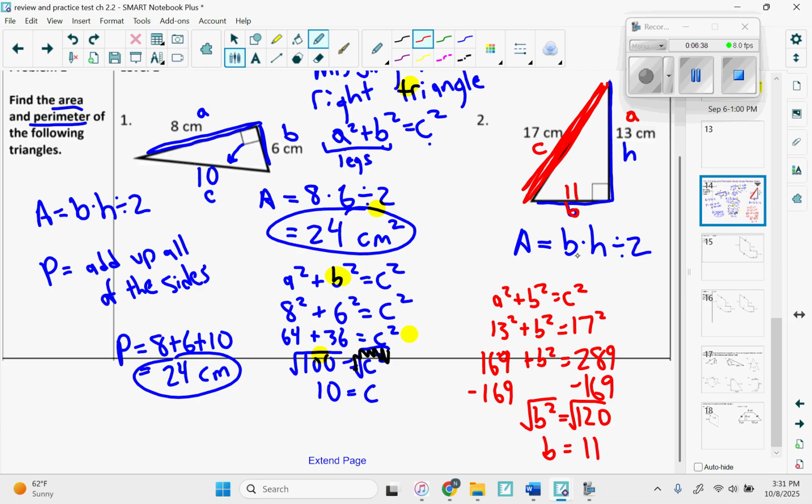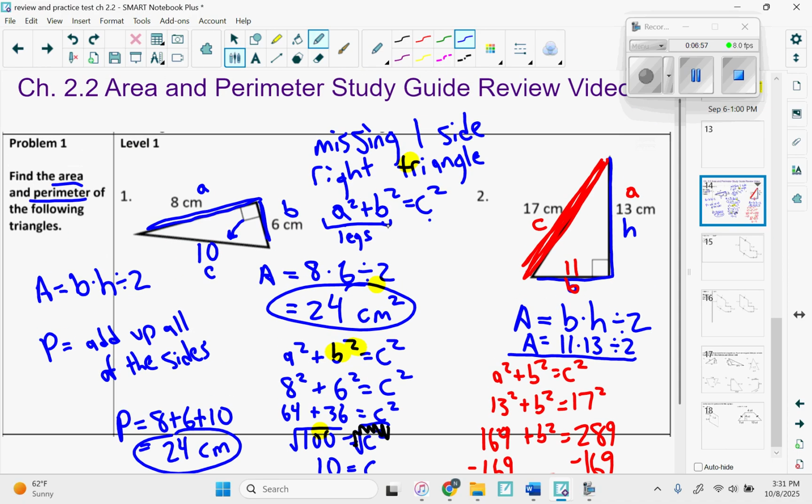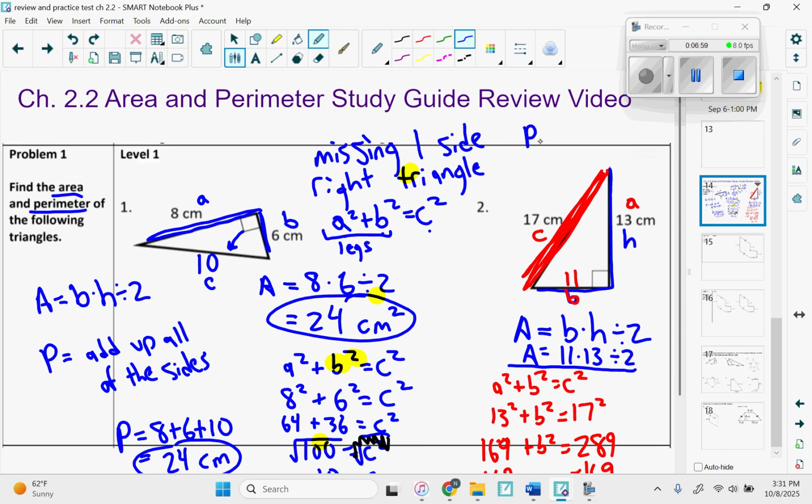And so when we look at our area formula, area equals base is 11, 13 is the height, divided by 2. This is what I'm going to plug into my calculator to get my answer. If I'm doing perimeter, let's do perimeter up here. Perimeter is add up all the sides. We know all of the sides for this one, so that's pretty easy. 11 plus 13 plus 17 will give me my answer for perimeter.